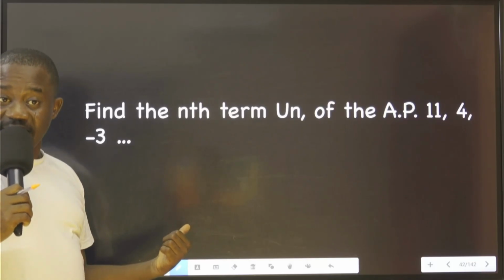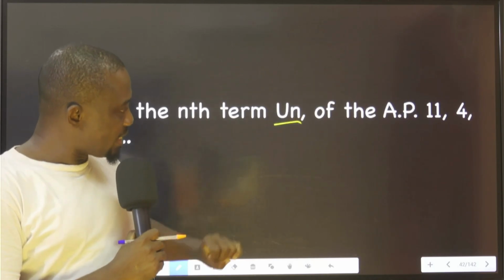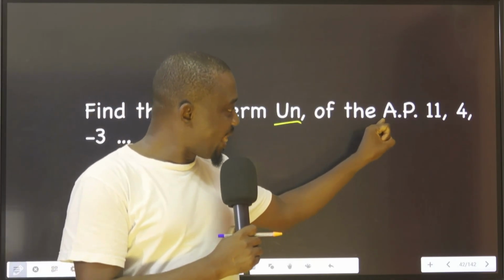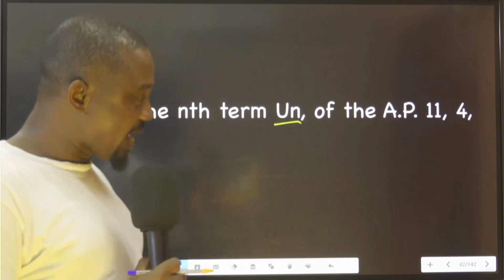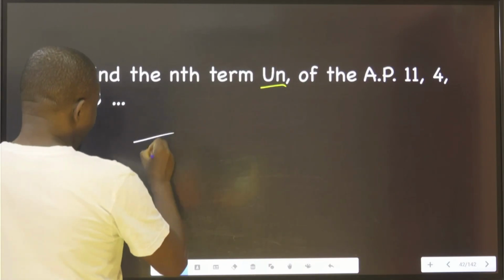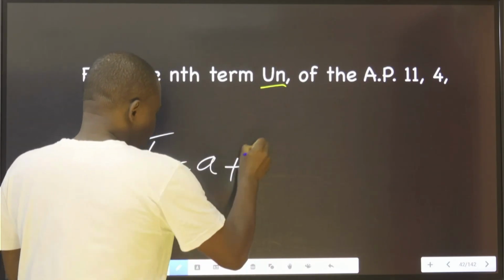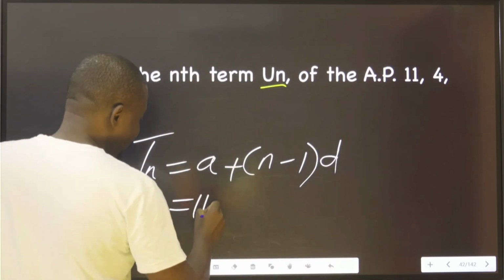Look at this. It says, find the nth term of the AP 11, 4, and minus 3. Okay? Because it's an AP, we can use this formula. But we need to simplify it for the nth term. The first term is 11.